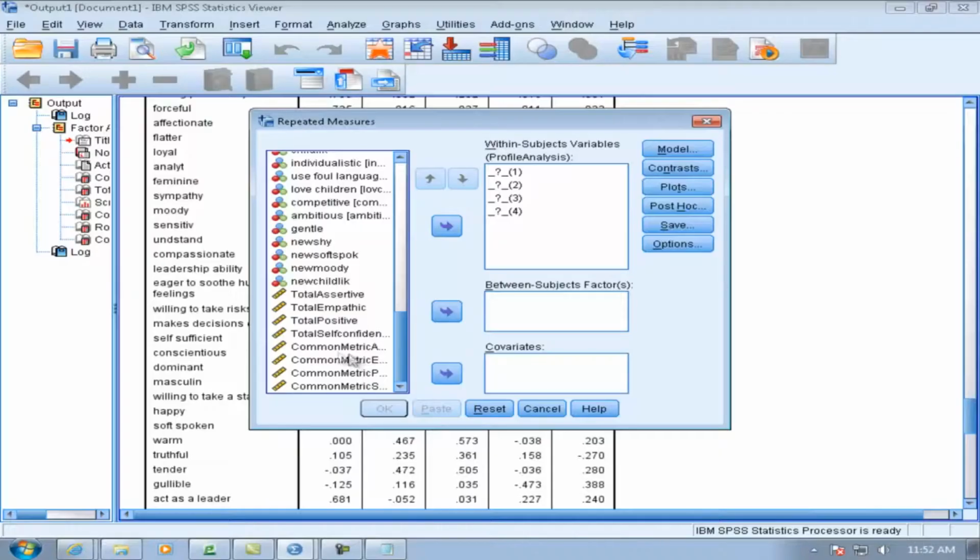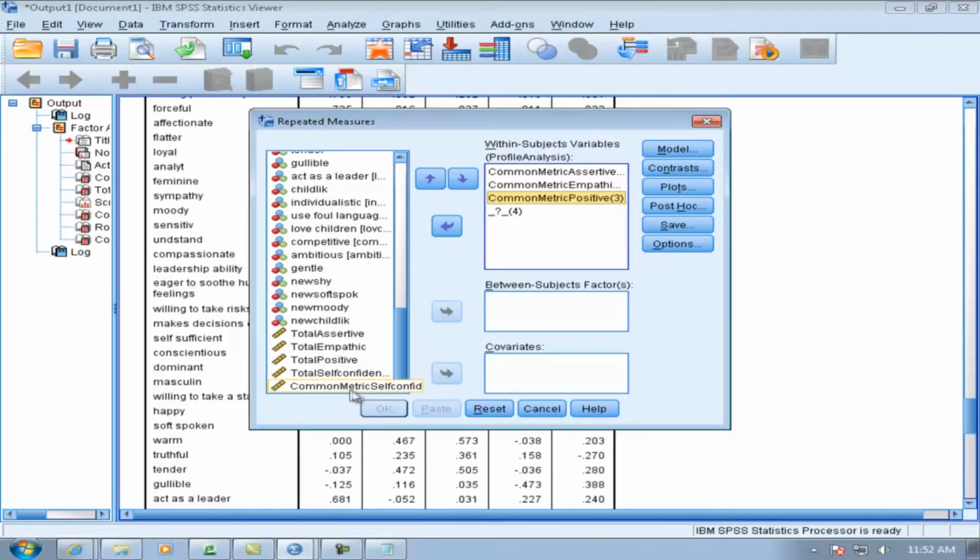So now I'm going to put in, the first one is going to be common assertive. So I put in, do you see I did that? Now the next one I'm going to go down to is going to be what? Common metric empathic. And the next one's going to be common metric positive. And the next one's going to be common metric self-confidence or self-esteem, the term I like. Do you see how we did? Do you all have them up here like where I'm at now?